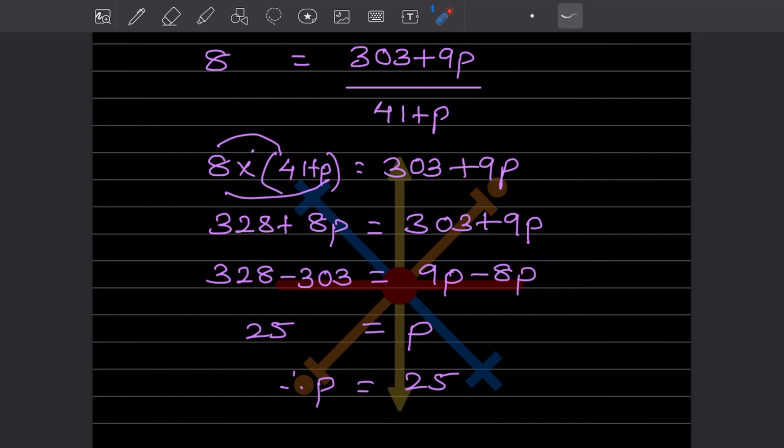But we usually don't write 1. So the answer is p. So what will we write? Same thing. Either you write 25 is equal to p or p is equal to 25. Both are the same. We wanted the value of p, which is what is asked in the question. So this is the final answer.